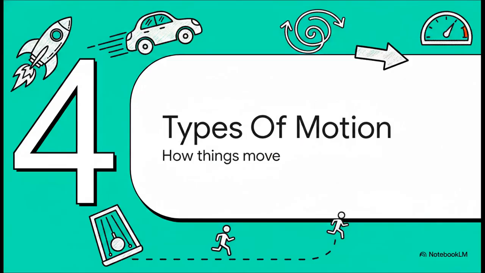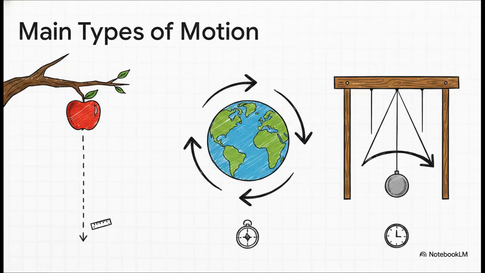Okay, let's head into our final part. Section 4, understanding types of motion and how things actively move around us in that space. Scientists basically classify all the physical movement around us into three primary categories. There's rectilinear motion, circular motion, and periodic motion. Understanding these three really unlocks how we view everything, from a falling apple to a spinning planet.